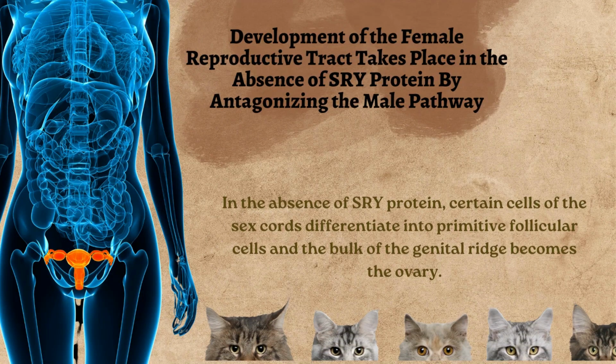Development of the female reproductive tract takes place in the absence of SRY protein, by antagonizing the male pathway. In the absence of SRY protein, certain cells of the sex cords differentiate into primitive follicular cells and the bulk of the genital ridge becomes the ovary.